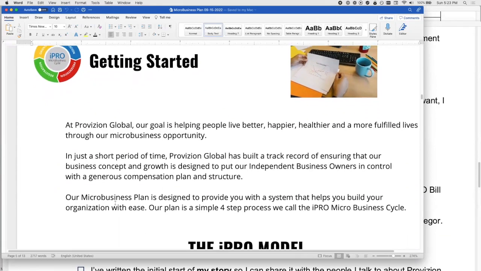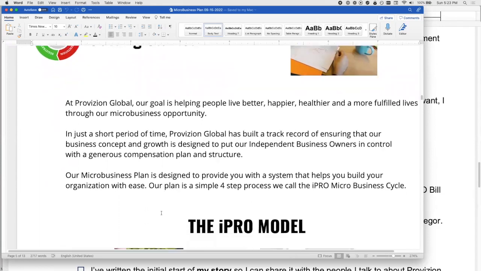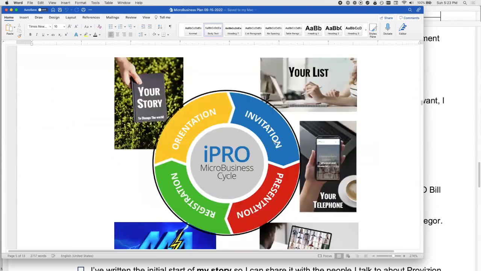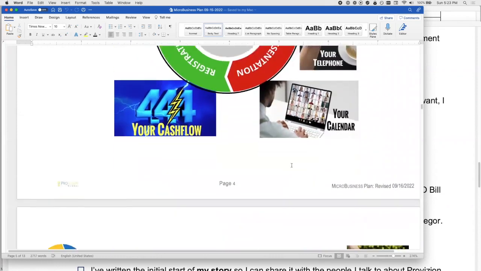One of the things we do is we take people through a specific set of plans, and that's what we call our iPro model. First, someone is invited to look at a presentation. They see that presentation. Once they say yes, they go through registration. You've done all these things, and then they go into orientation, which is what you're doing now. Now, we're going to talk about how to make your story, how to make your list, and then go on from there. Okay, so let's look at those.